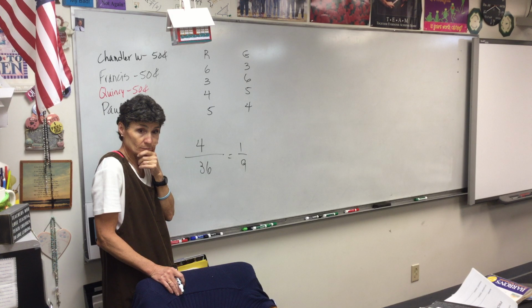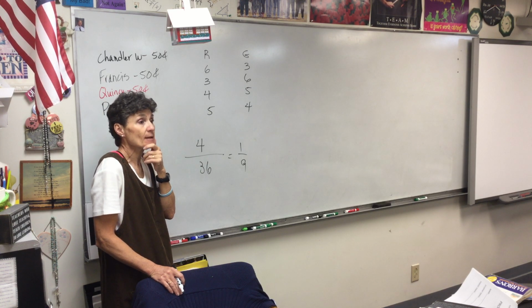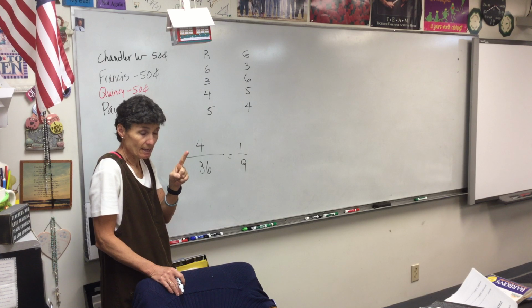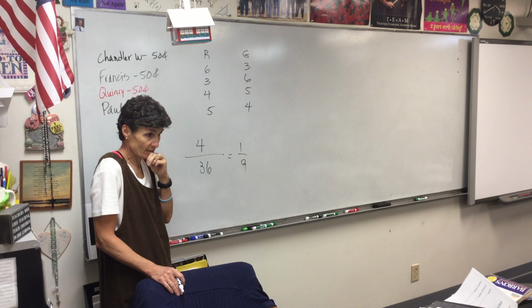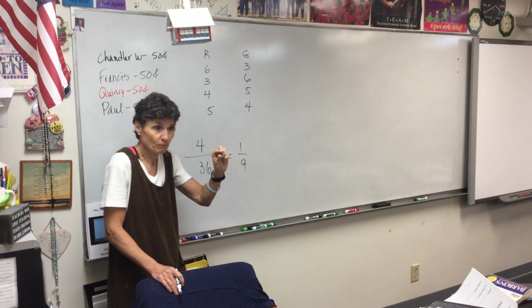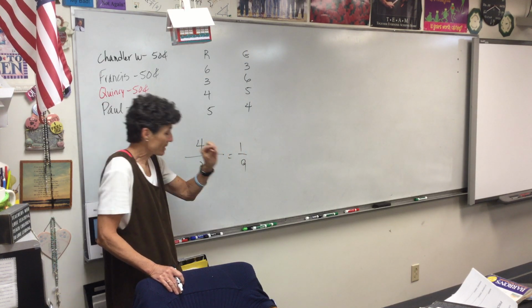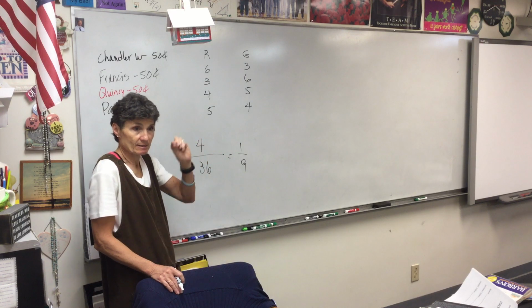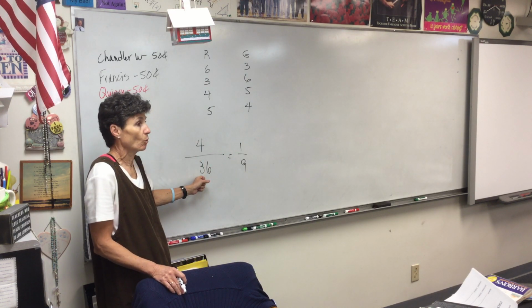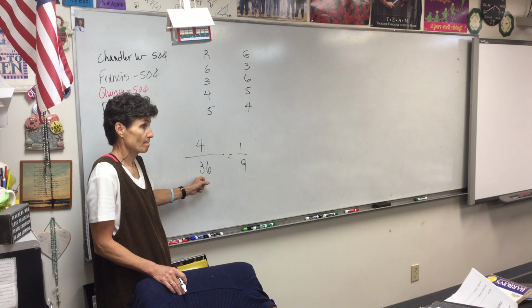Okay? Wait, where did you get 36? 6 times 6. The first dice can land 6 ways, and the second one can land 6 ways. It's like building a license plate. How many options for the first dice? 6. How many options for the second one? 6. So both of them would be 6 times 6, or 36.